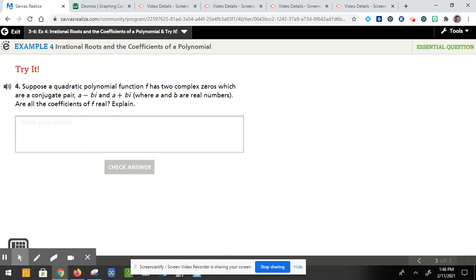So let's take a look at this example here. It's really the same idea, just with an imaginary conjugate pair. Make the factors that they came from, multiply them together, and then see what you end up with. So pause it and then come back and check.